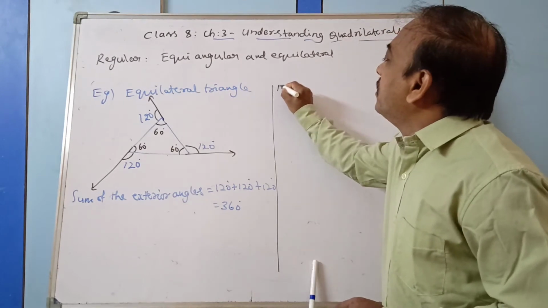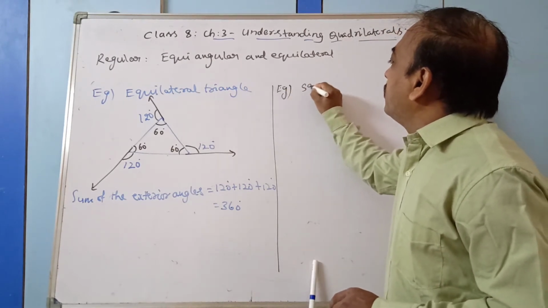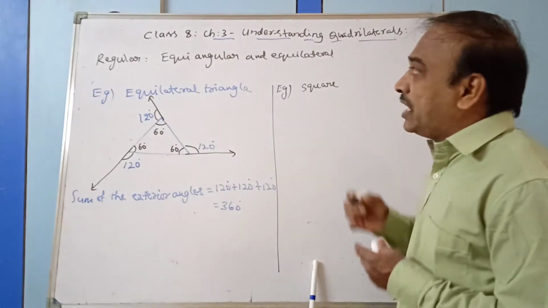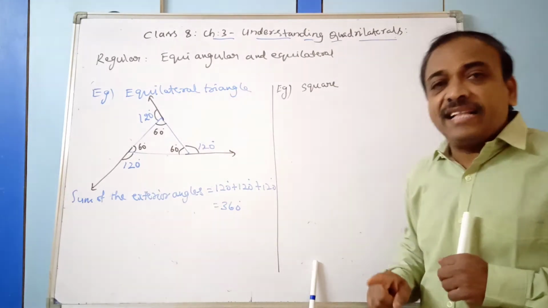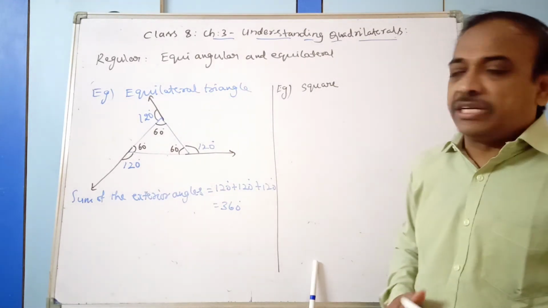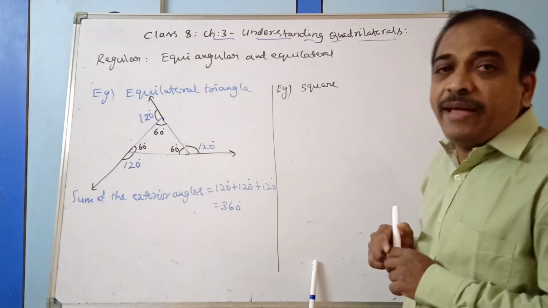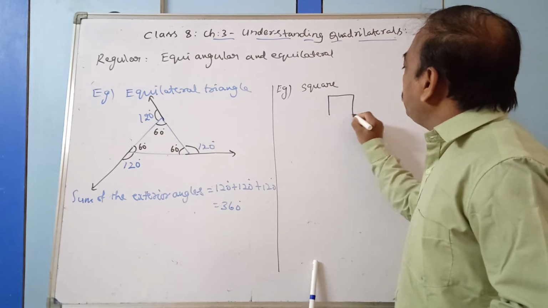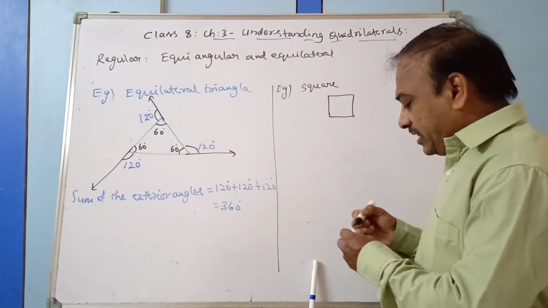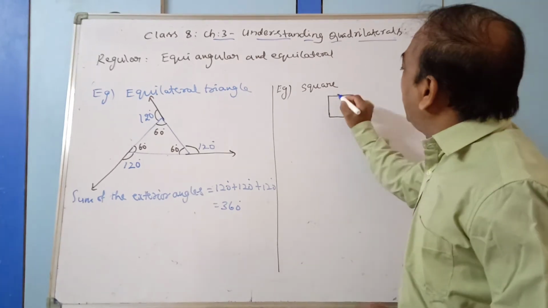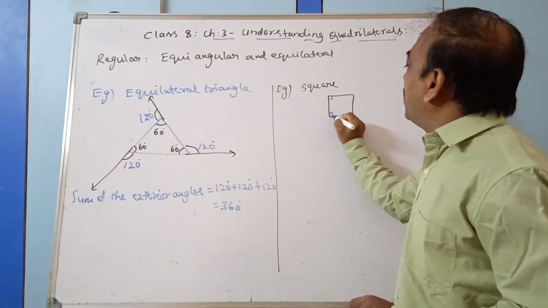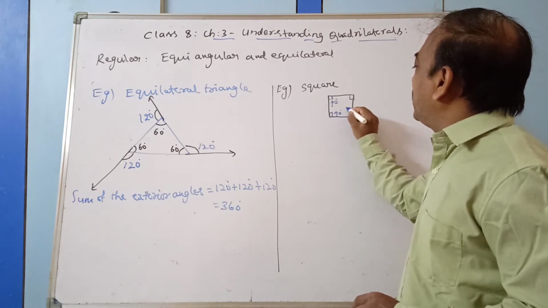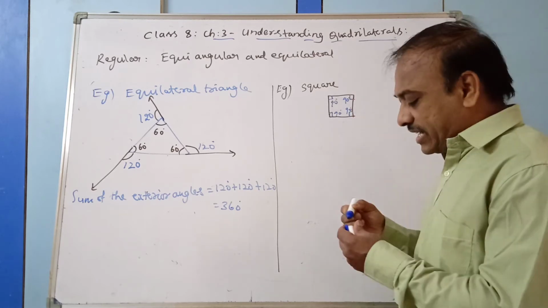One more example. Square. A square is also equilateral and equiangular. Meaning each side is equal in length and each angle is equal in measure. Observe this square. As we know, each angle in a square is 90 degrees. This symbol represents 90 degrees. Here also 90, here also 90 and here also 90 degrees.